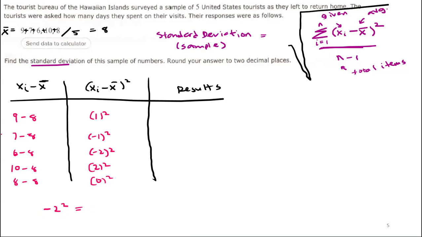Once we do that, we calculate the result. 1 squared is 1. -1 squared is +1. -2 squared is +4. 2 squared is 4. And 0 squared is 0. What am I doing? I'm working on this top part here. This chart represents the top part, broken down so it's easier to read.